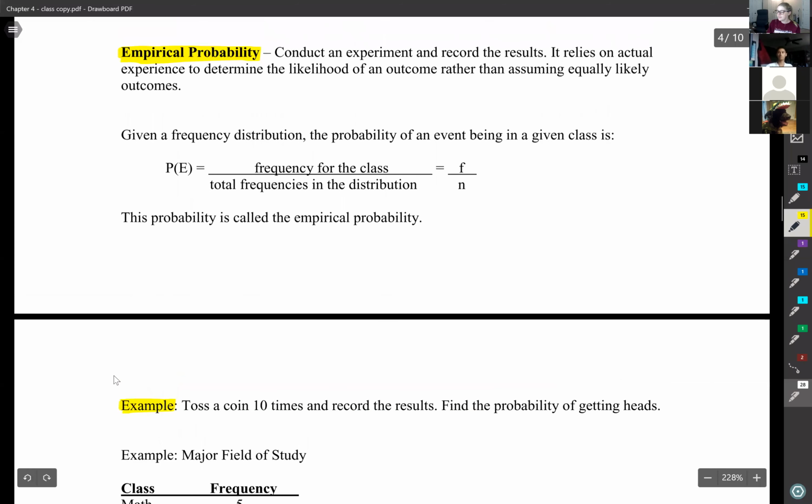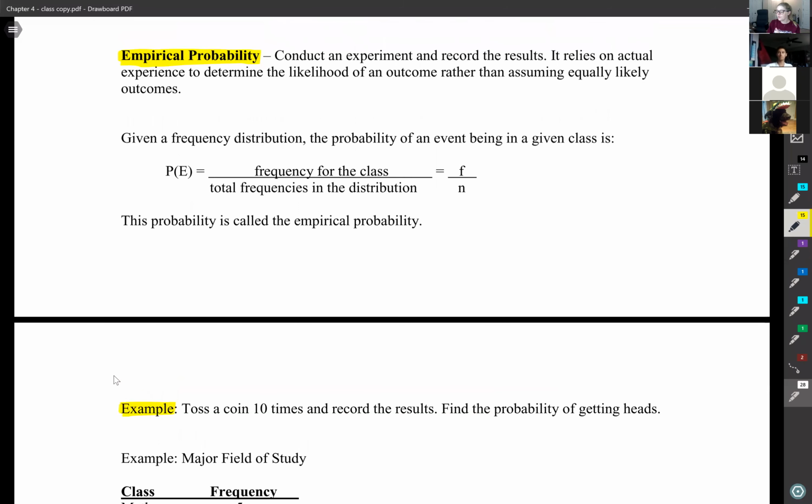So it says, given a frequency distribution, the probability of an event being in a given class is P of E equals the frequency for the class over total frequencies in the distribution, which is equal to F over N. Make more sense once we do an example. This is called empirical probability, and it just relies on results from an experiment instead of just assuming that outcomes are equally likely.